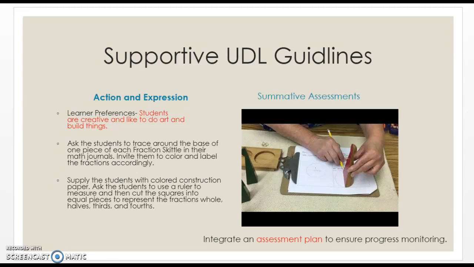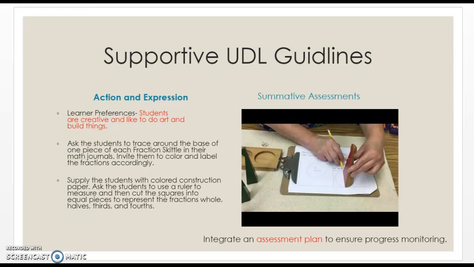Further, in knowing the needs of the students, I would surely implement a creative summative assessment of their learning. One idea would be for the students to trace around the base of one of the pieces of each fraction skittle in their math journals or on worksheets where you have questions for them. They can also color and label the fractions accordingly. Another idea would be to supply the students with colored construction paper. You can ask the students to use a ruler to measure and then cut the squares into equal pieces to represent the fractions: whole, halves, thirds, and fourths.